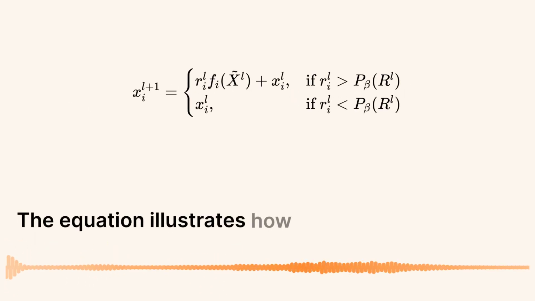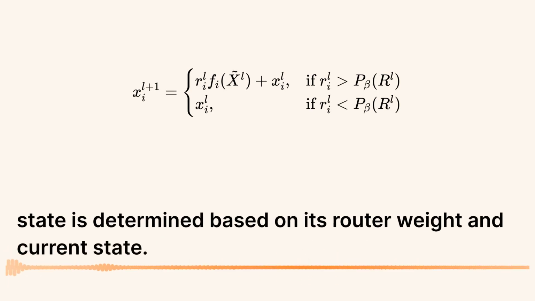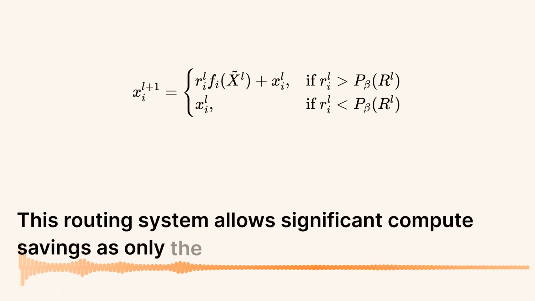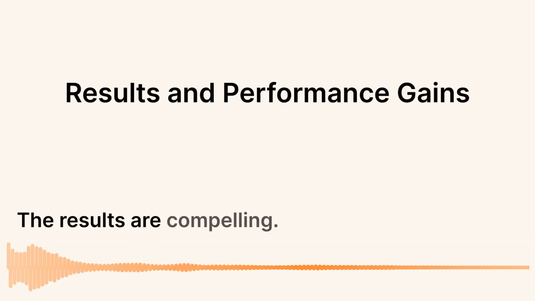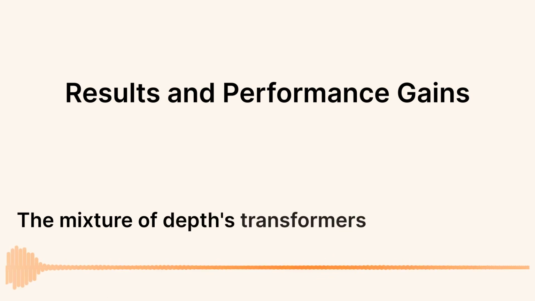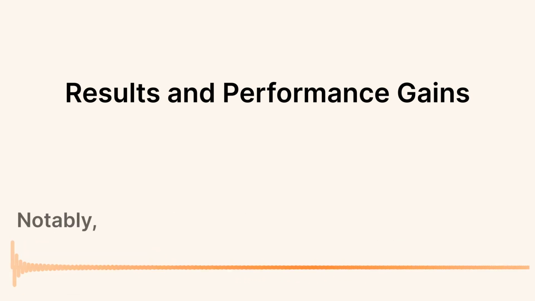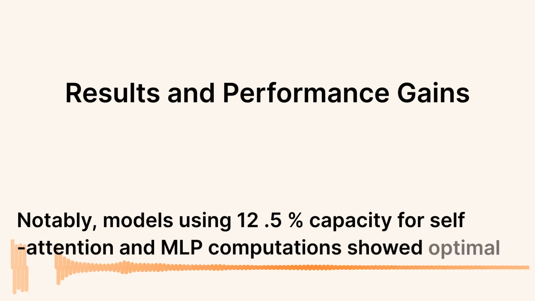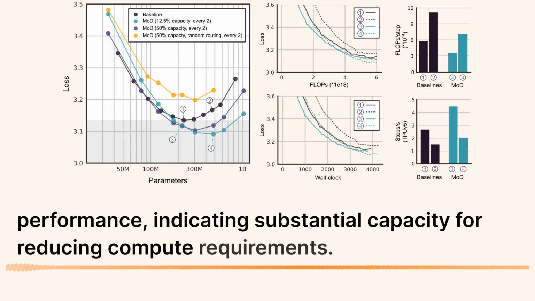The equation illustrates how each token's future state is determined based on its router weight and current state. This routing system allows significant compute savings, as only the top tokens undergo expensive operations. The results are compelling. The Mixture of Depths transformers outperformed baseline models for the same computational budget. Notably, models using 12.5% capacity for self-attention and MLP computations showed optimal performance, indicating substantial capacity for reducing compute requirements.